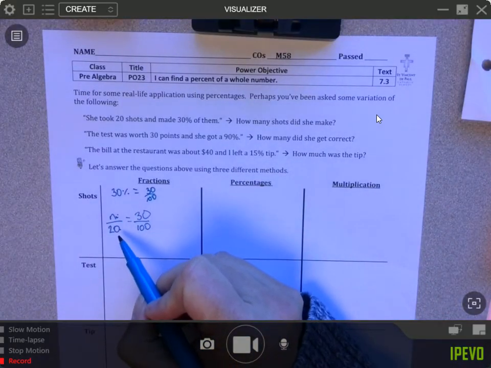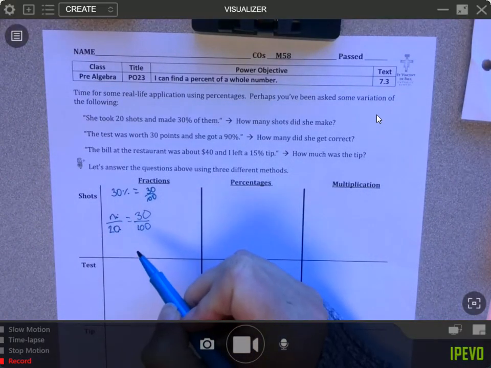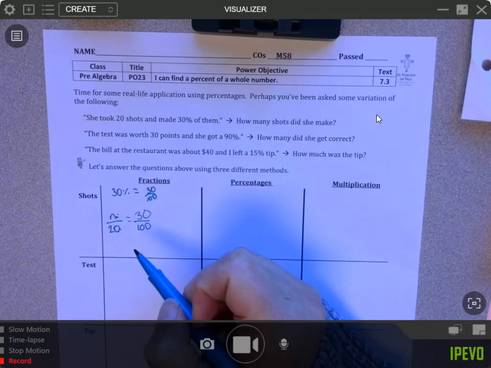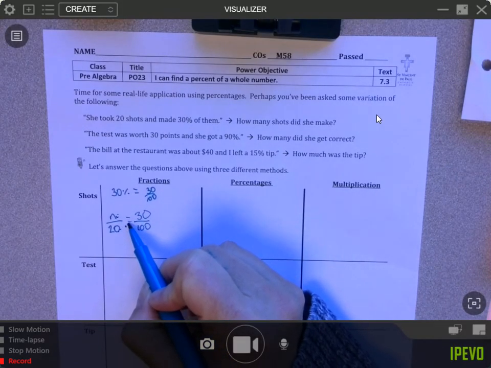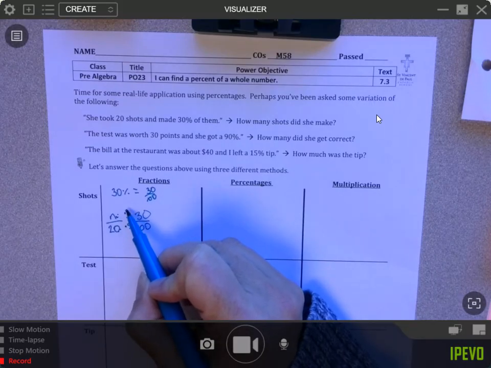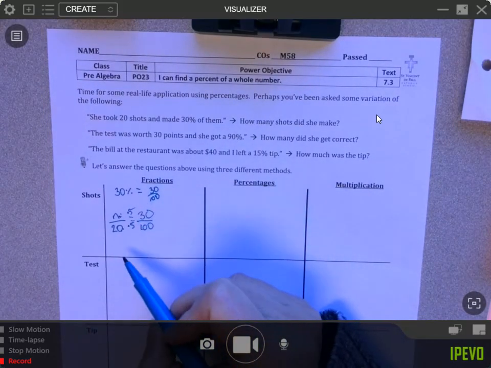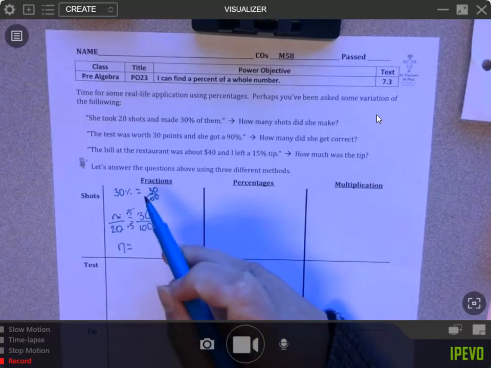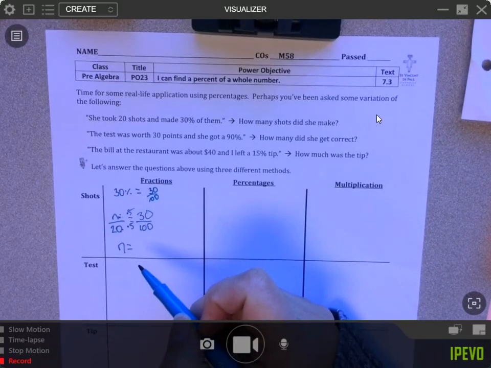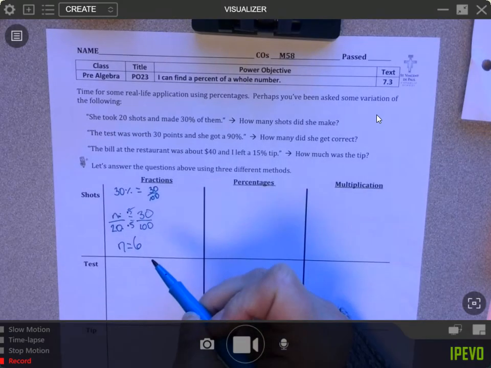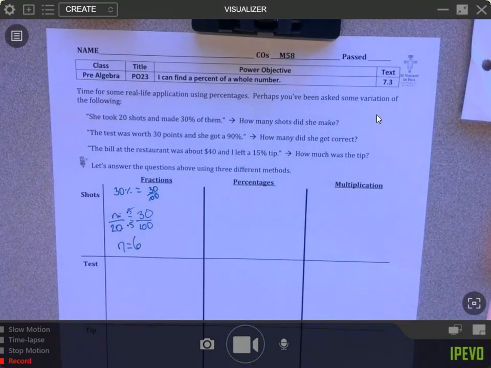So how did we go from 20 to 100? Hadley? We multiplied by 5. So it would be the same thing for that numerator. What would that n be if we multiply it by 5 to get 30, Amala? 6. So if we're going to use fractions, you have to convert that percent to a fraction, so then you can work your way up.